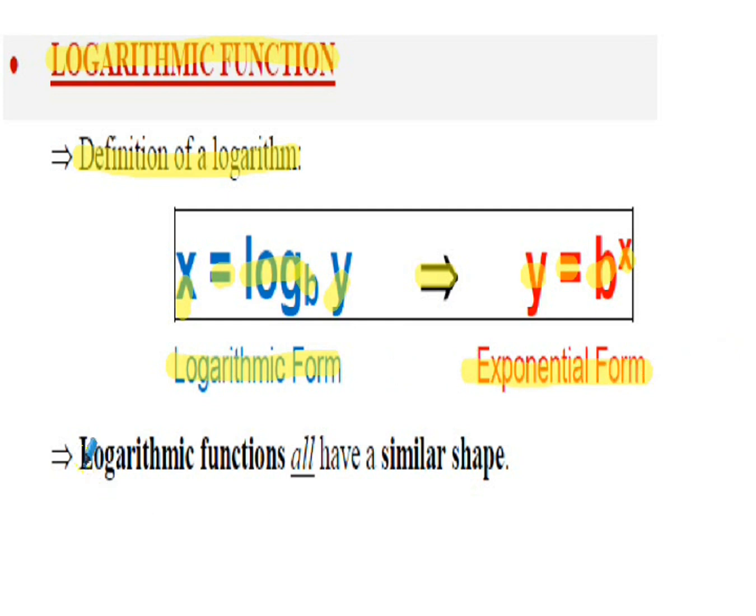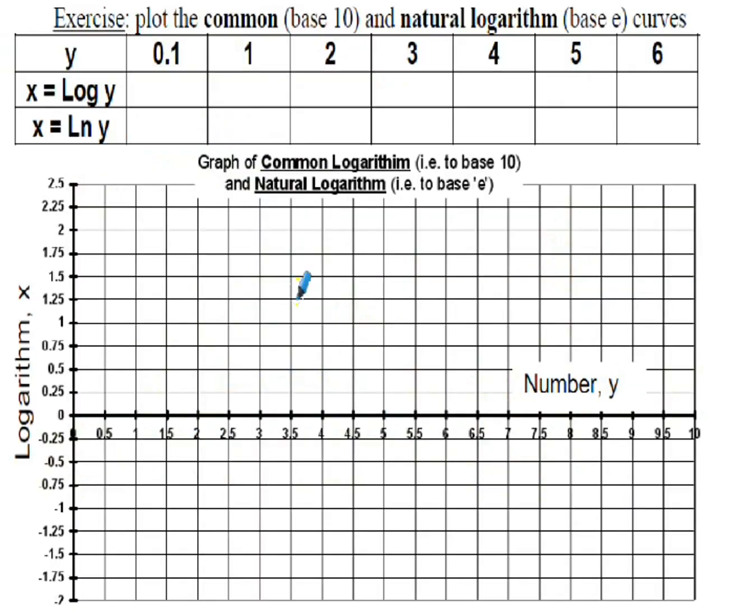We're going to use the logarithmic form to look at logarithmic functions, and we're going to find that when we draw them, they'll all have similar shapes. This is shown in the exercise on the following slide. In this exercise, we're asked to plot the common logarithm, that's log to the base of 10, and the natural logarithm, that's log to the base of e, the exponential, over the range of 0.126, as shown in the table.